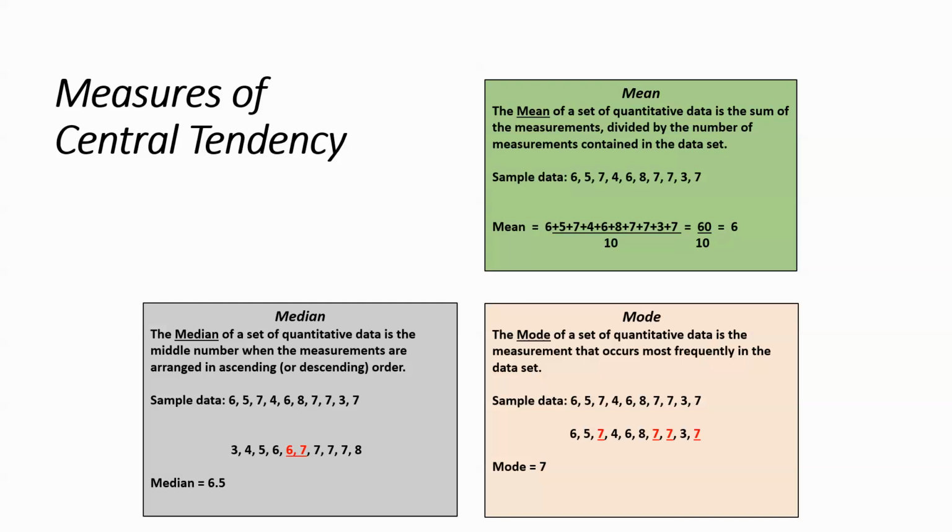The mean of a set of quantitative data is the sum of the measurements divided by the number of measurements. So in our small example here on the screen, we have 10 measures. So we add all of those up, divide by 10, and we get a mean of 6.